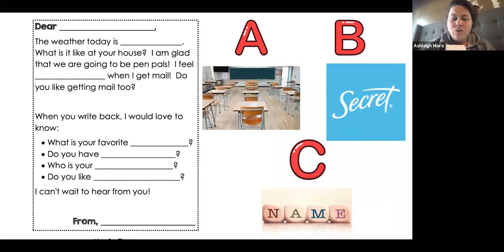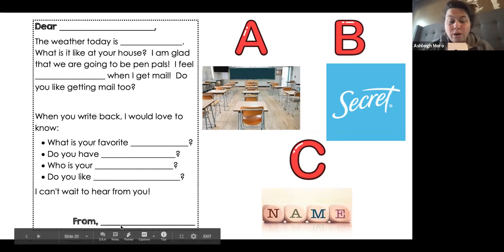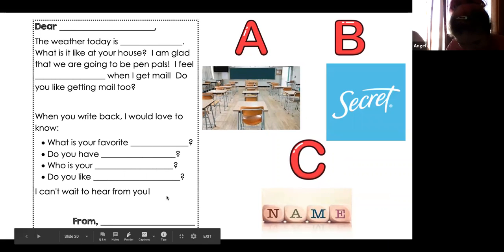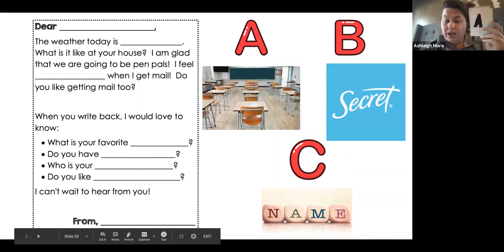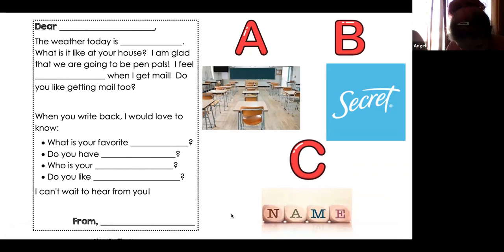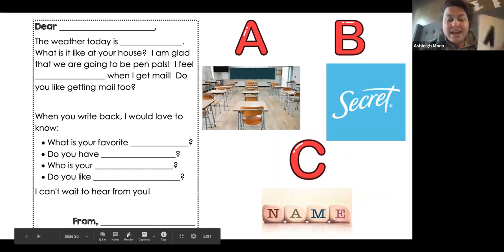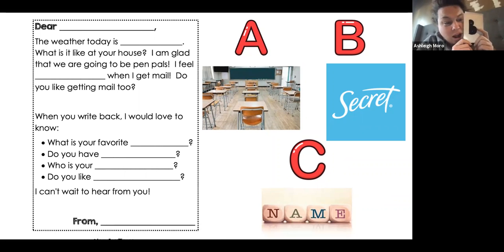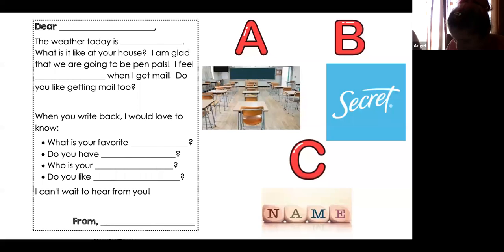And then we need to decide how we are going to sign the letter. So who are we going to say this is from? Are we going to say A, it's from our classrooms 2.3 and 1.5? Or are we going to say B, it's a secret and we're not telling you who it's from? Or C, are we going to write all of our names? Which one, A, B, or C?